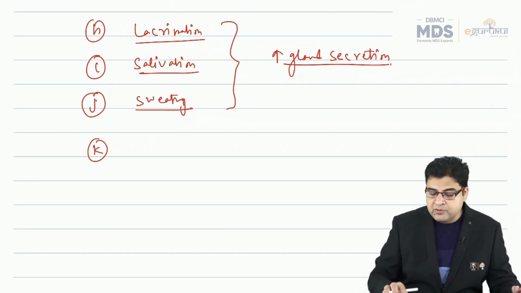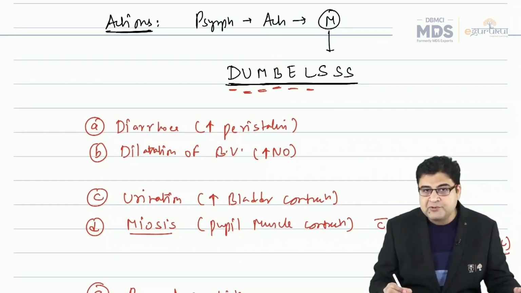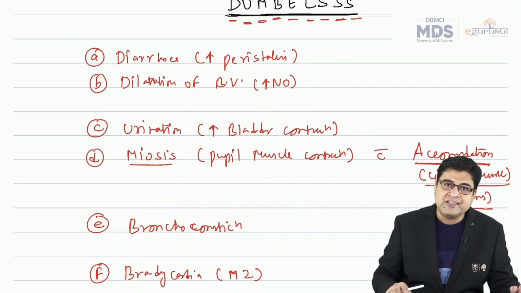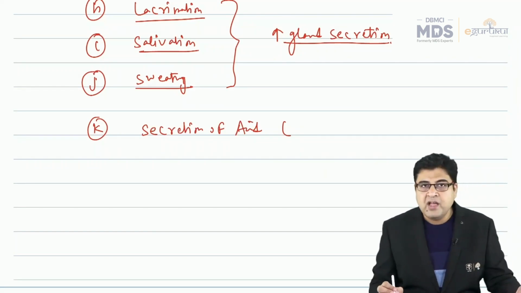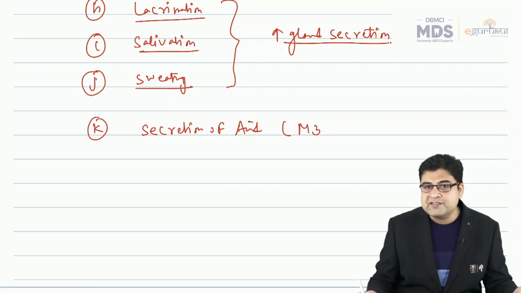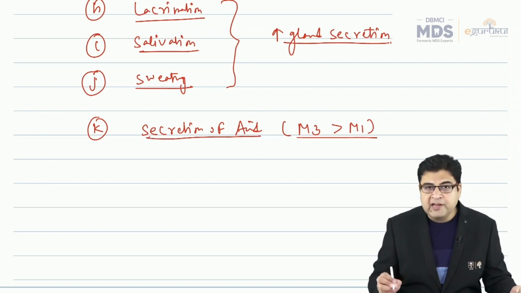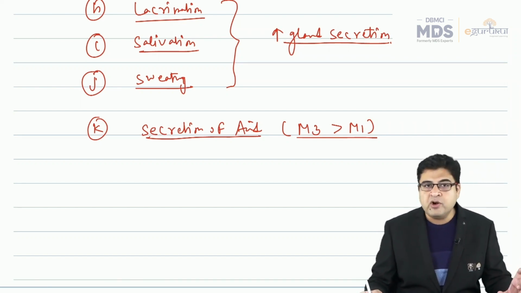The last: in this mnemonic of DUMBBELS, you can see we have written 3S. Two S we have discussed: L is for lacrimation, S is for salivation, S is for sweating. Now the last S is for secretion of acid. Secretion of acid is due to the parietal cell, and in the parietal cell which receptor is present, guys? This is important. Mainly we have the M3 receptor, but we also have the presence of the muscarinic 1 receptor that is involved in acid secretion.